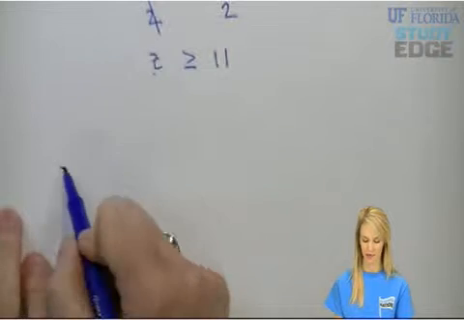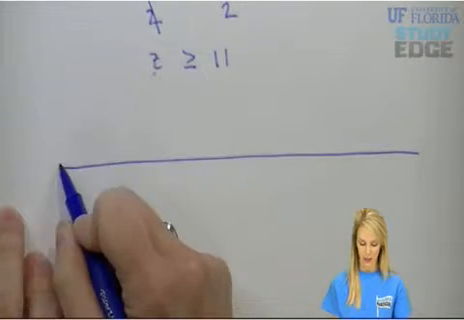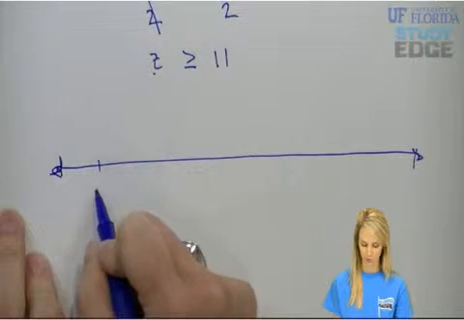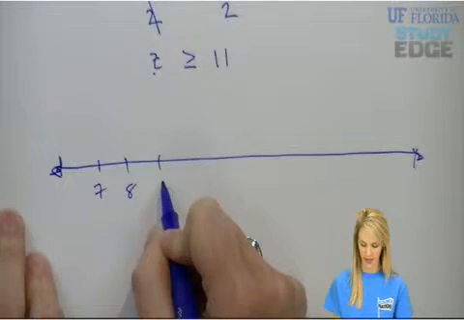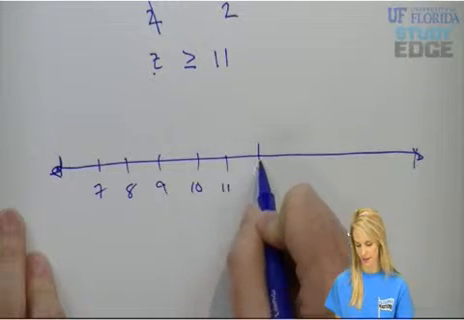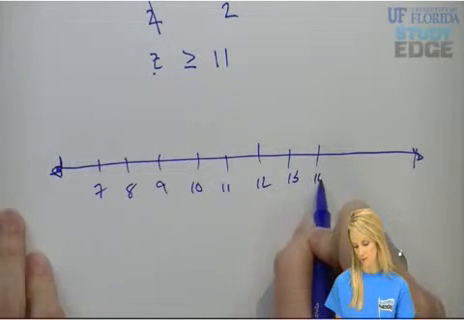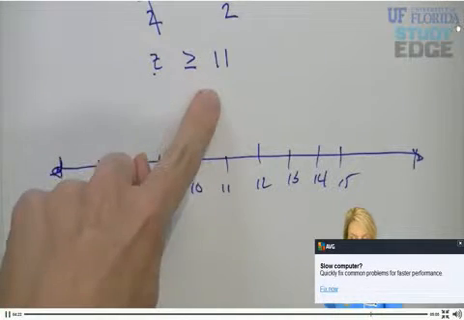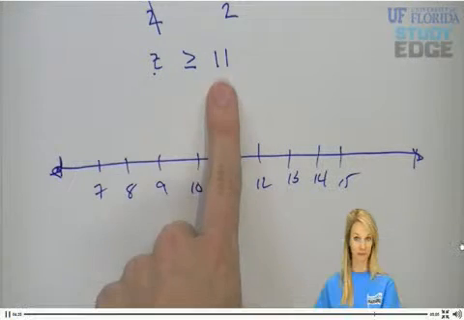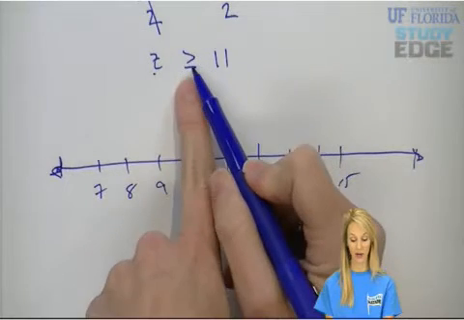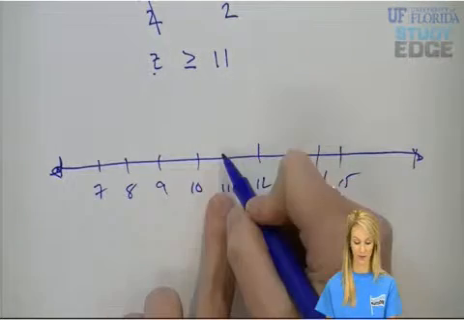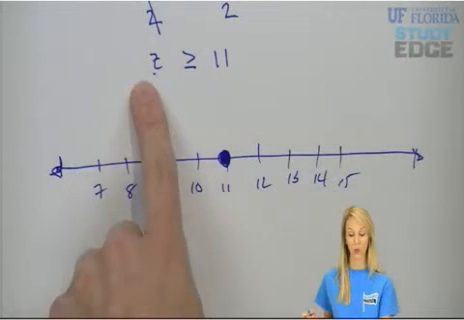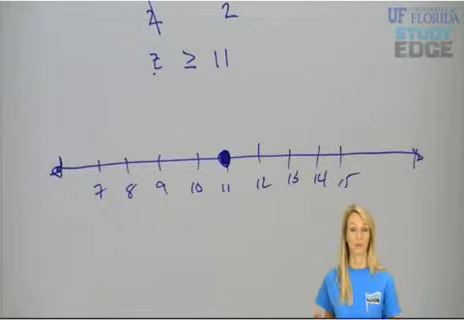Let's see what that looks like on a number line. All right. So number line, I've got my arrows on both sides. So we've got, let's say, 7, 8, 9, 10, 11, 12, 13, 14. You guys get the point. What number are we focusing in on? 11. Now, can z be 11? Yeah, z can be greater than or equal to 11. So when we have a greater than or equal to, we've got a solid dot. If z could only be bigger than 11, we would have had an open circle.